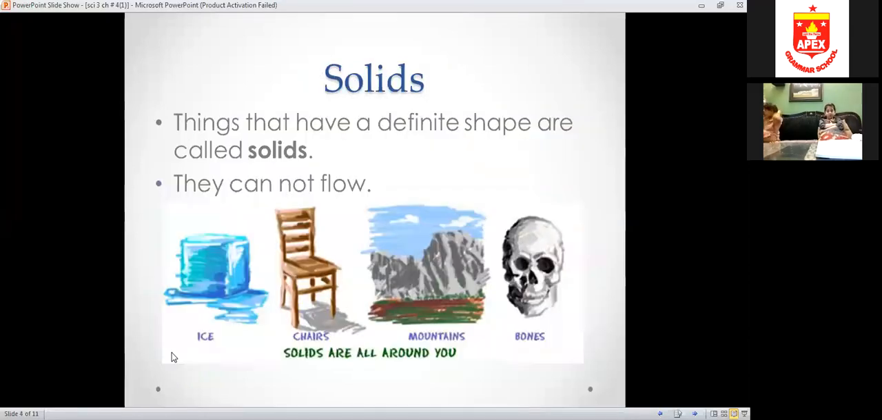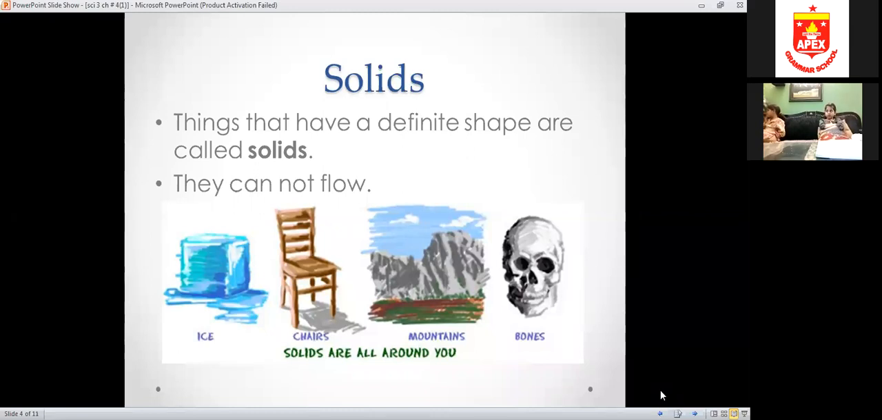So what are solids? The things that have a definite shape, that are in a regular, proper shape, are known as solids. Again, the definition: the things that have a definite shape are called solids. They cannot flow. अब solids easily flow नहीं कर सकती. In your surroundings you see there are many solid things, like someone is sitting on a sofa, so the sofa is a solid thing.